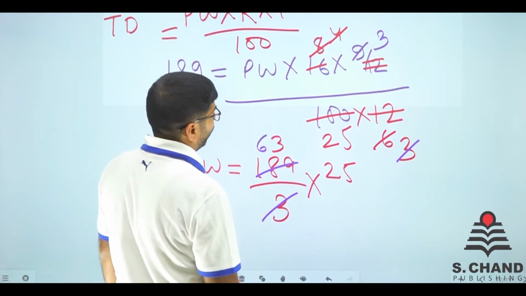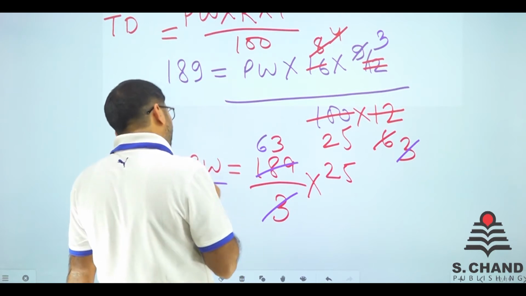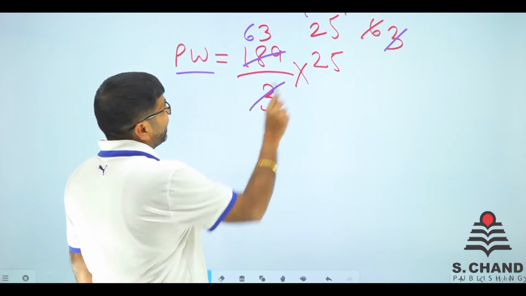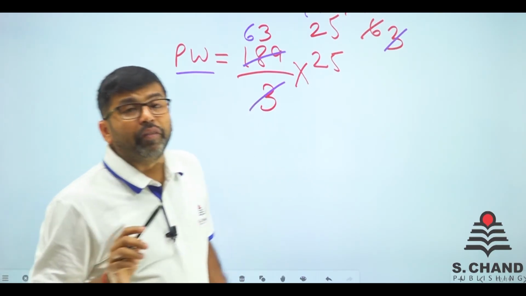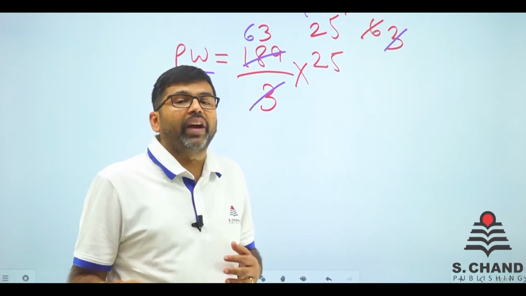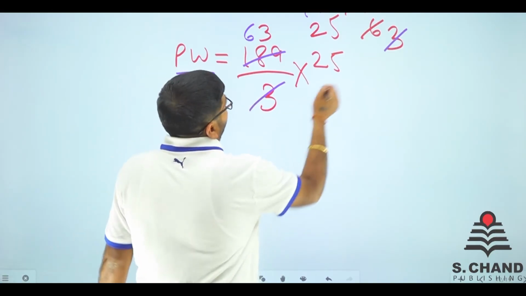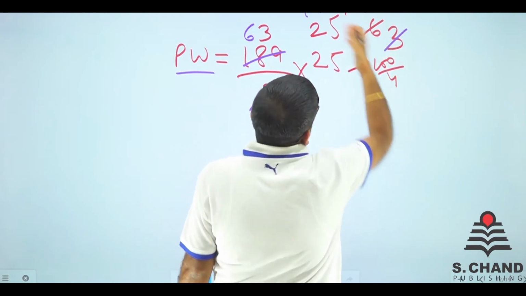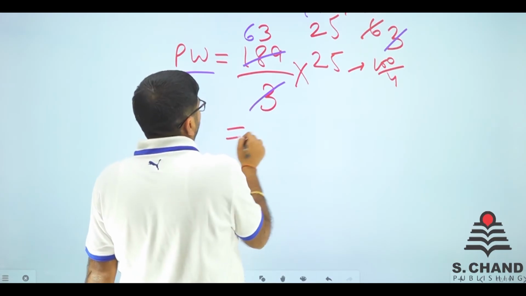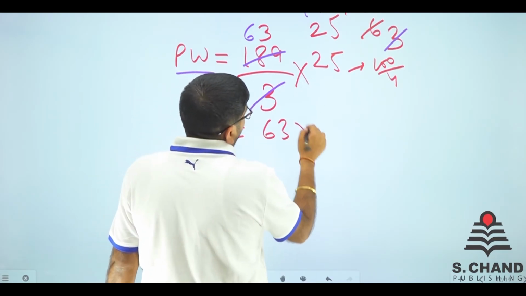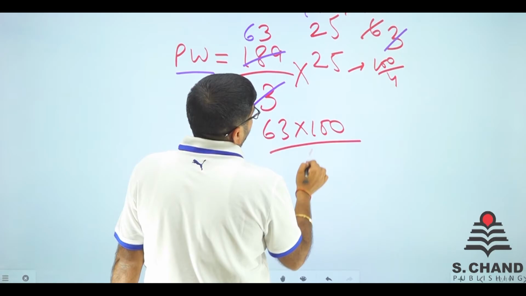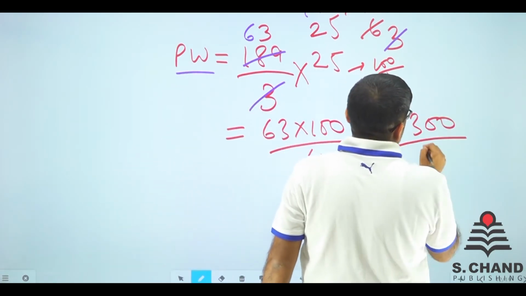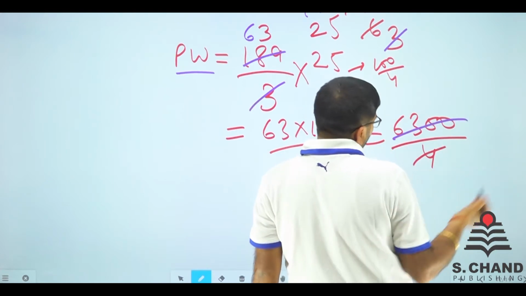So 63 into 25 is our answer, and that will be the present worth. Okay, so there is a very simple way to calculate. When you are multiplying by 25, it is better to write 25 as 100 by 4. That is what it actually was in the start. So 63 into 100 divided by 4 comes out to be 6300 divided by 4. So just do it simply.